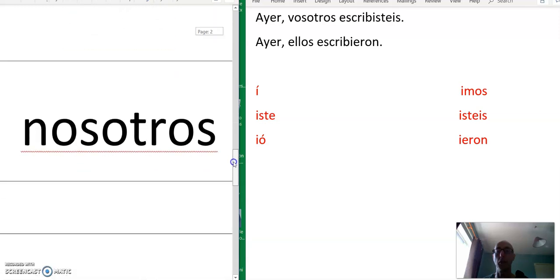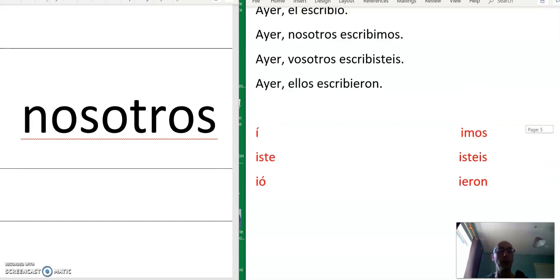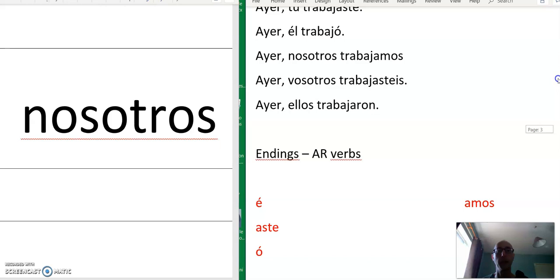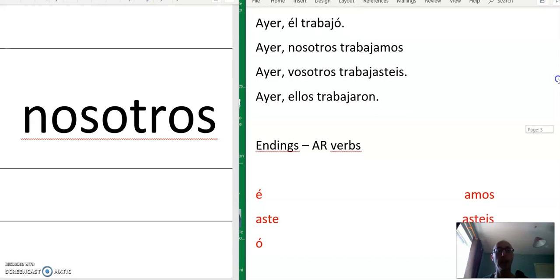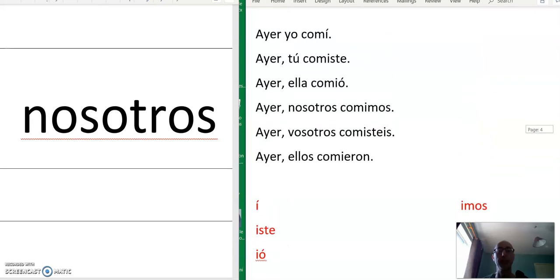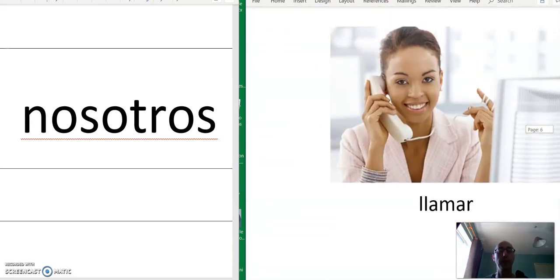Let's take the nosotros. So remember, for the nosotros, for the AR verb, it is trabajamos, it's amos. It's actually the same ending as in the present. For the IR, it's imos. So we've got two possibilities, amos or imos. That's all. So let's do some. We rang. ¿Cómo se dice? Nosotros le llamamos. Bien.